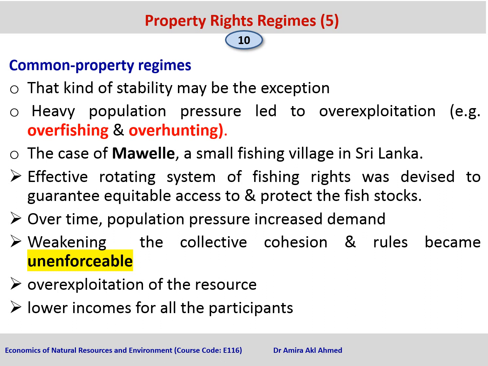Over time, population pressure raised the demand and weakened the collective cohesion sufficiently. Therefore, the traditional rules became unenforceable. The result was overexploitation of the resource and thus lower incomes for all the participants.